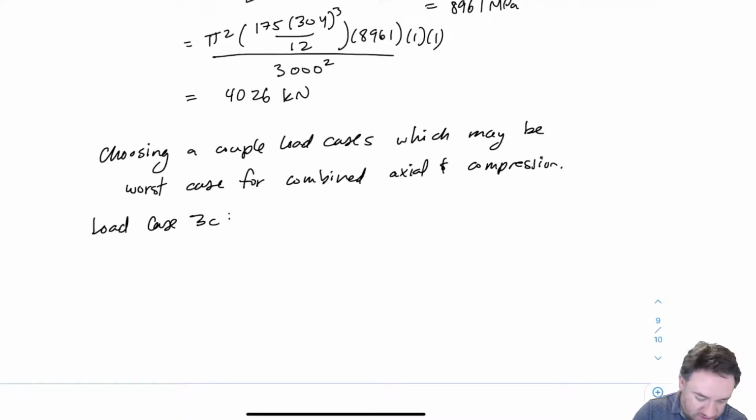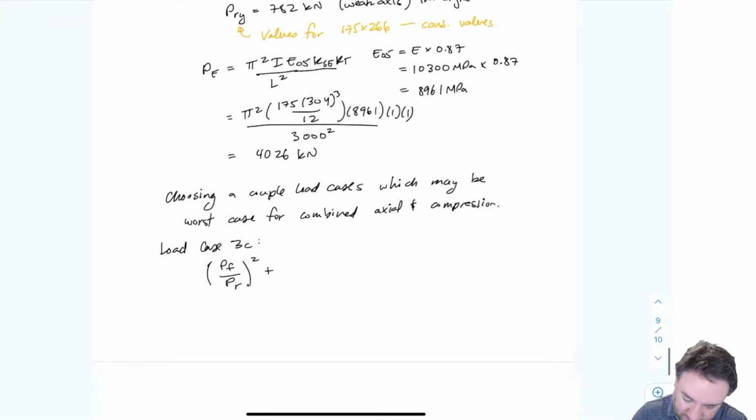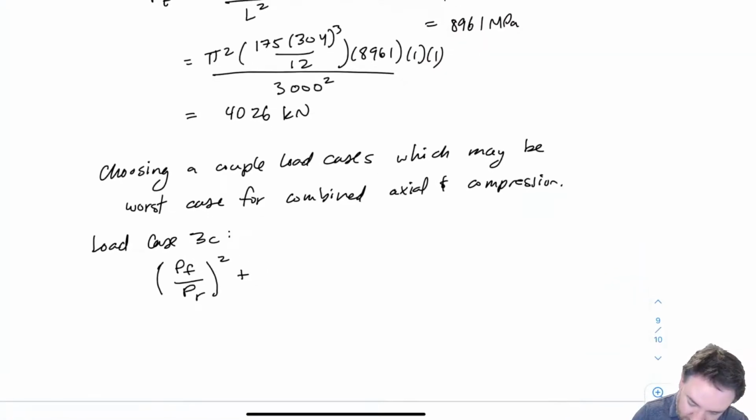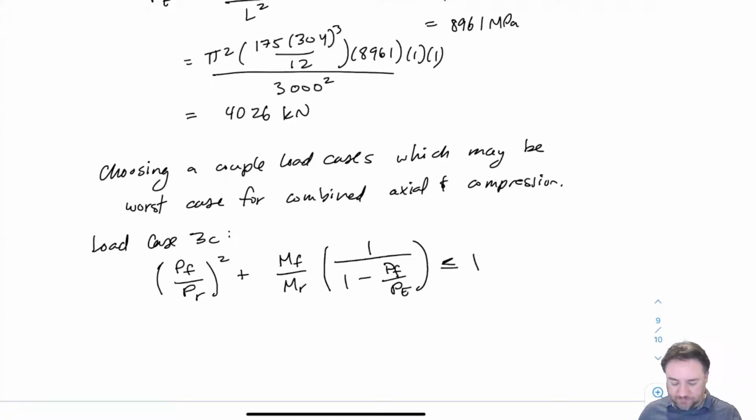So let's start with load case 3C. Just to recall, this is the equation for our interaction for axial compression and bending: MF over MR, times 1 over 1 minus PF over PE. So this is why we needed PE, and this has to be less than or equal to 1.